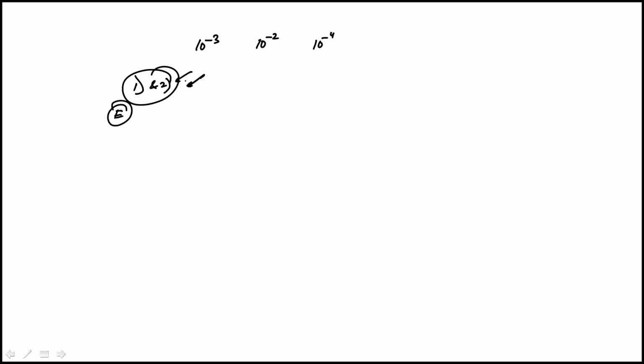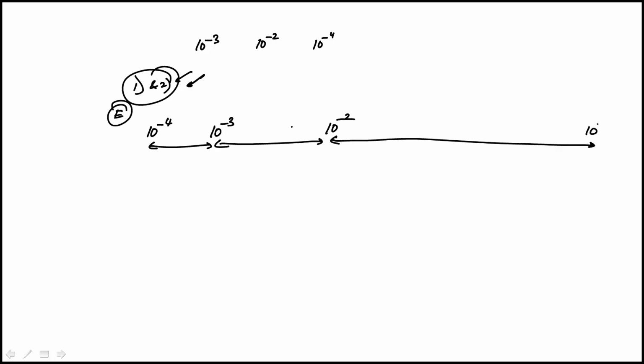If both statements together are sufficient, then I have to examine each one alone. But sometimes you can save time with this approach. So I'll mark these: 10 to the power minus 3, and then 10 to the minus 2. And then you also see 10 to the minus 4. And then the scale here, because this is 10 times that, and then this is again 10 times. So 10 to the minus 1 would be here.